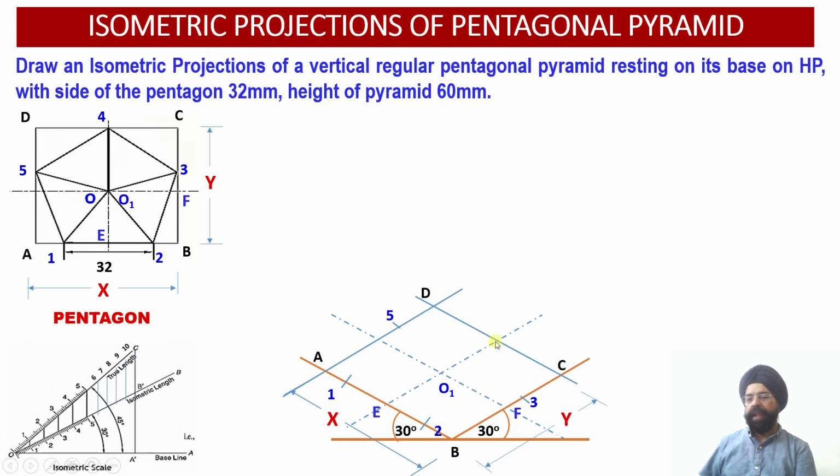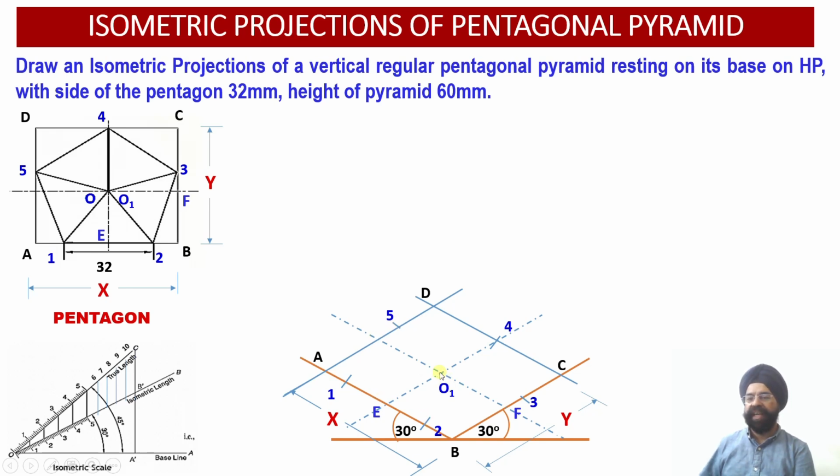And finally, regarding the base, this is my point number 4, right? So this will be lying at the center, but you can even measure the distance of point 4 from C or the distance of point 4 from D. So this point 4 has been located. So all the 5 points of the base of the pentagon have been located.